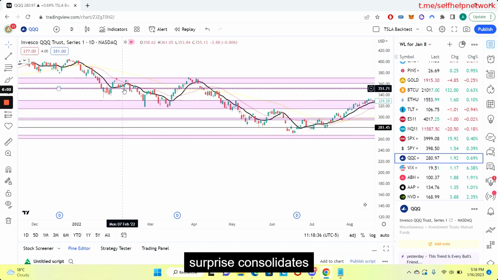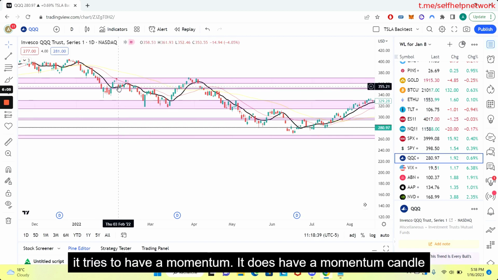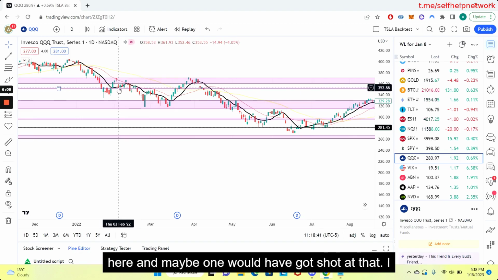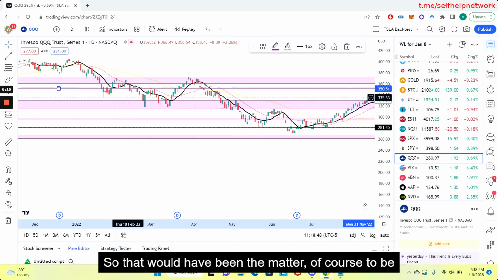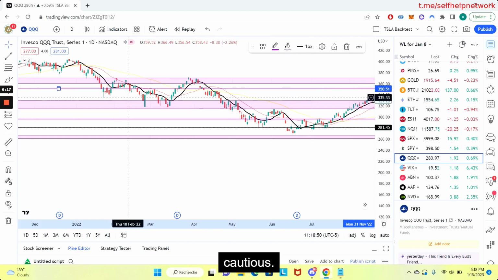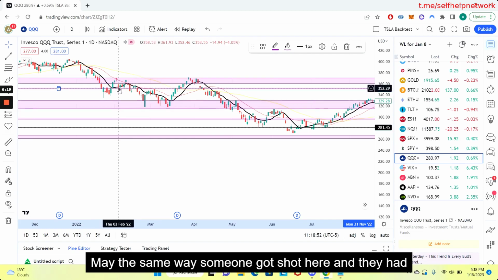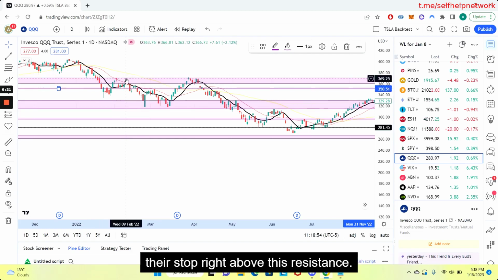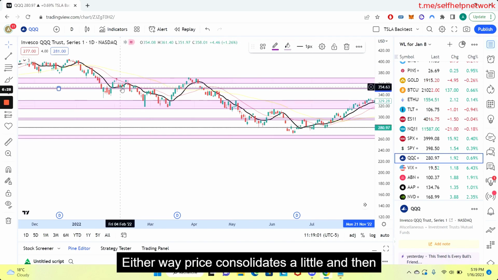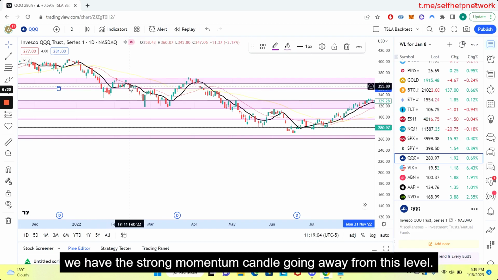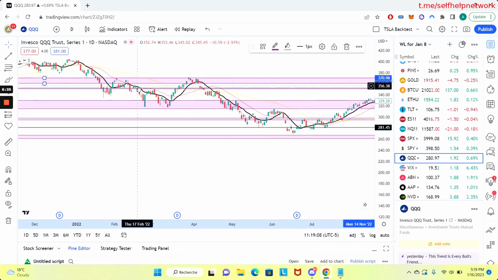So price consolidates, it tries to have a momentum, it does have a momentum candle here and maybe one would have got short at that. I wouldn't blame them, but you can see that there's a weekly zone right here. So that would have been the matter of caution, to be cautious. But in the same way, someone got short here and they had their stop right above this resistance, they would have still been fine. Either way, price consolidates a little and then we have this strong momentum candle going away from this level, from the resistance.